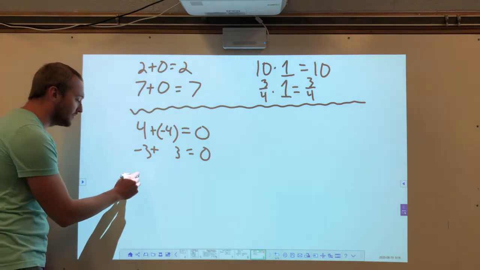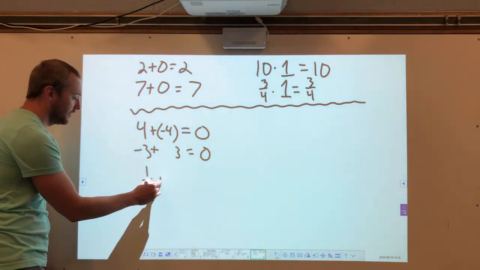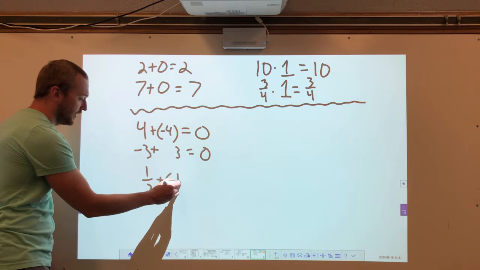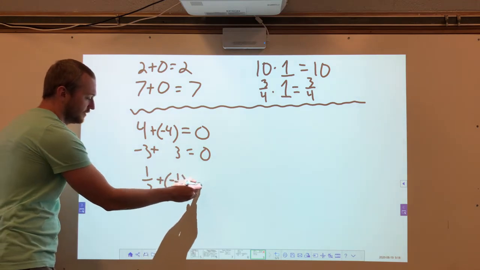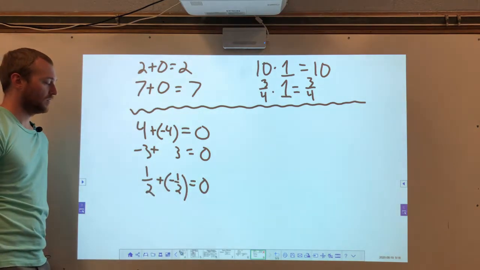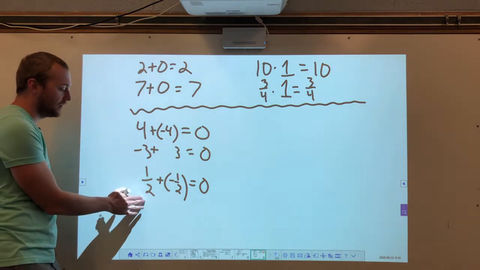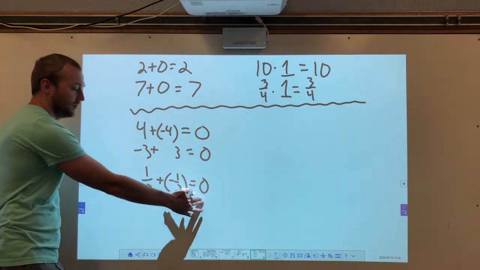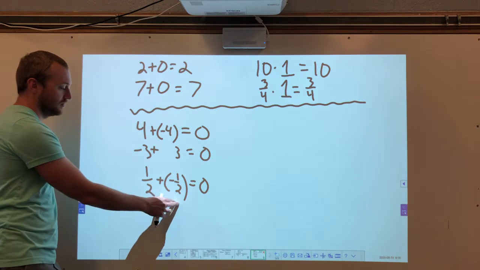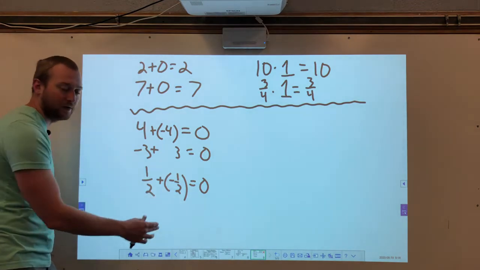The additive inverse of 1/2 is negative 1/2. Basically, what number do we add to the given number to get 0? That is its inverse. Basically, you're just adding the same number with the sign changed.